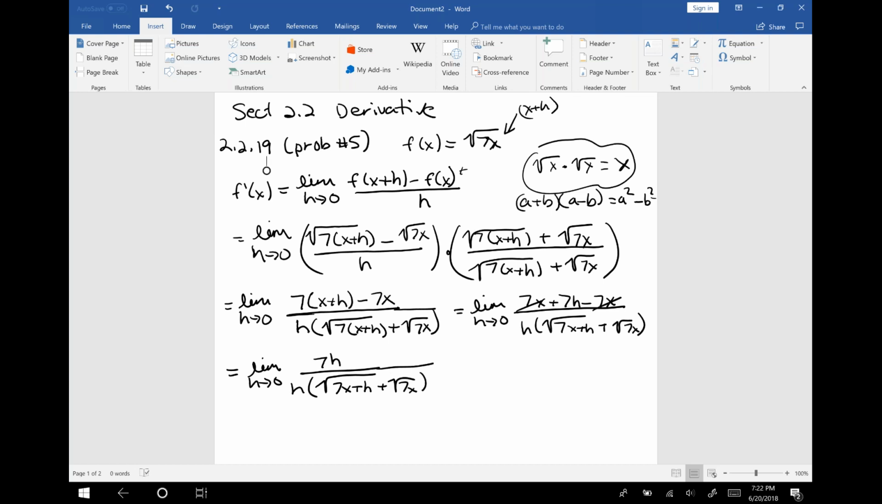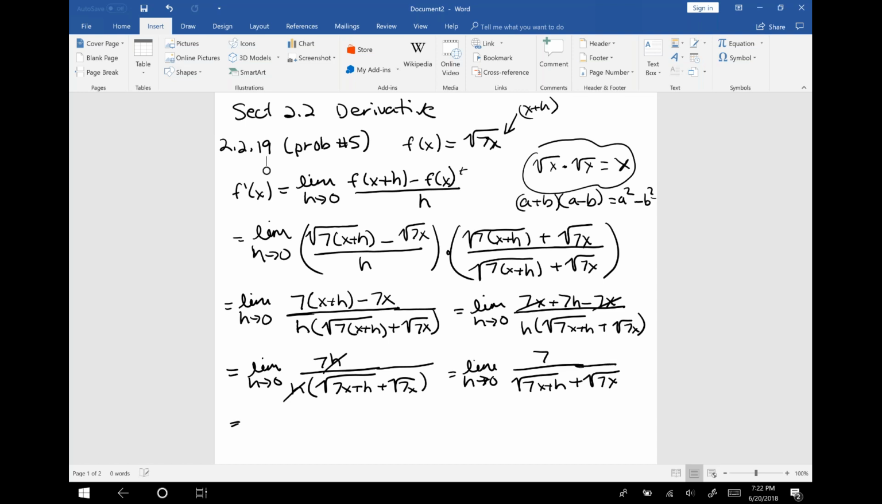And then we see what we were trying to get in the beginning. We wanted to be able to find a common factor of h so that we can cancel the h out of the numerator and denominator and not have to worry about taking the limit when h goes to 0. So now we can take that limit because we're not dividing by 0. So the numerator is 7, the denominator is the square root of 7x plus h plus the square root of 7x.